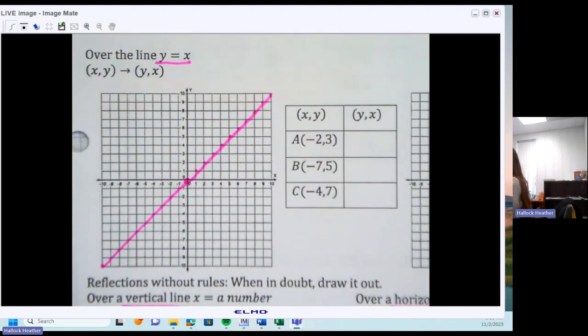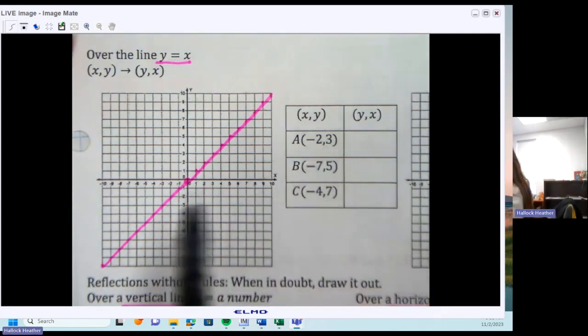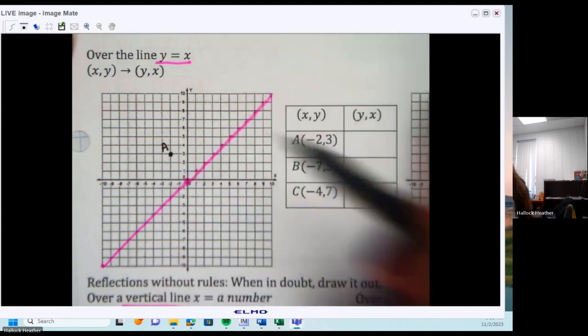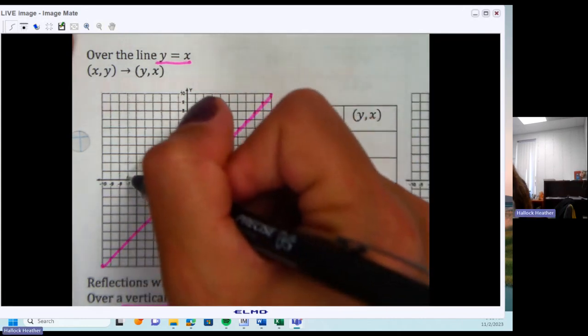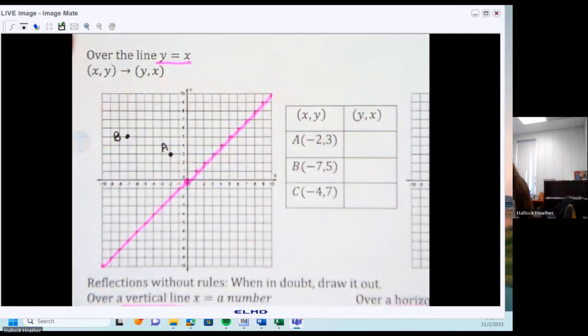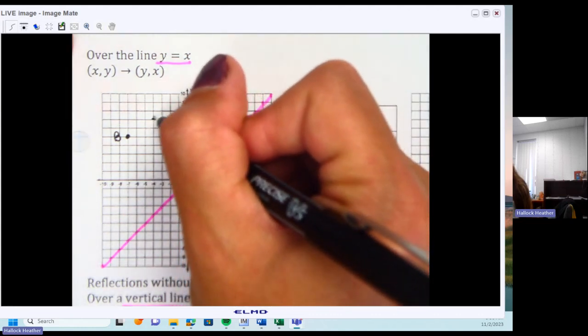So now instead of it being super easy and counting, this is the one that you will actually have to remember the rules for, but they're very easy to remember. So let's plot the original points and then we'll talk about the rules, because now we can't count since it's a diagonal, and so it's like going across squares. So we'll plot our original points. A is at -2, 3. B is at -7, 5. 1, 2, 3, 4, 5. B is at -4, 7. 1, 2, 3, 4, 5, 6, 7.